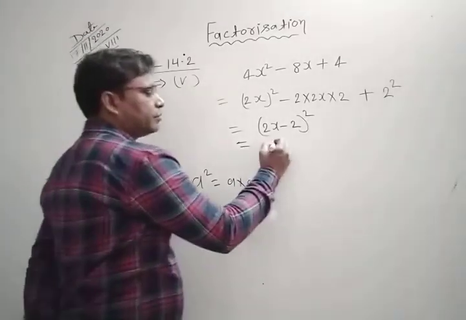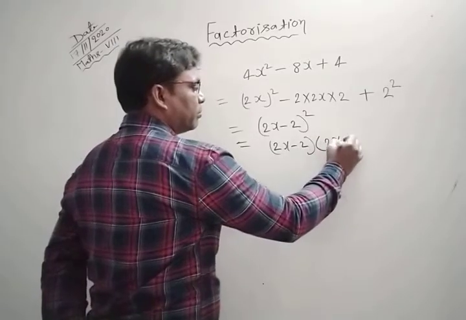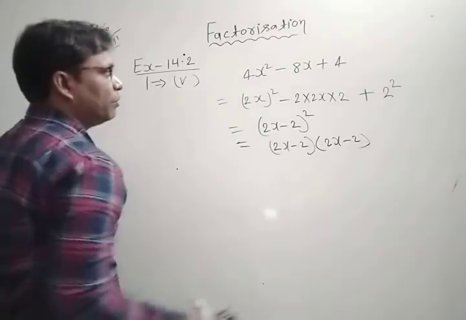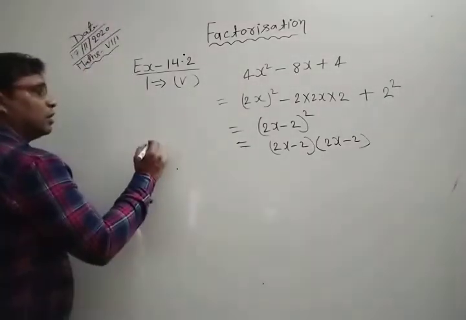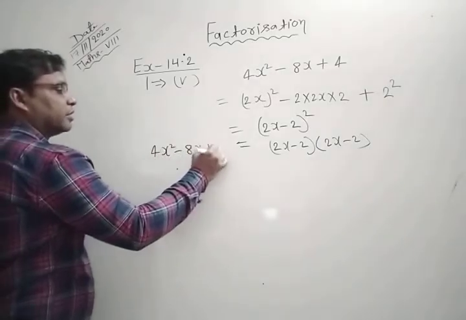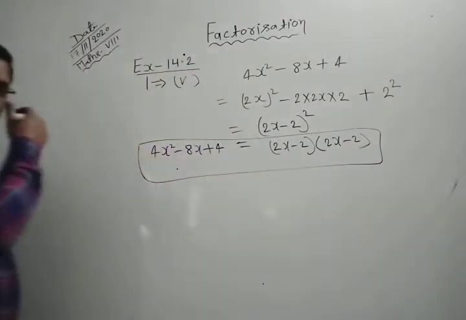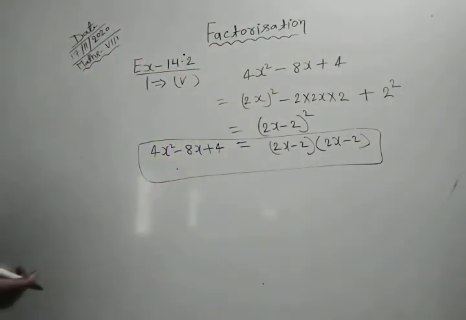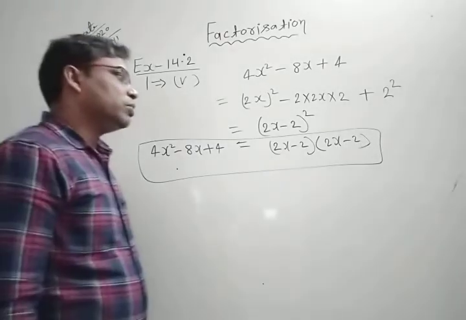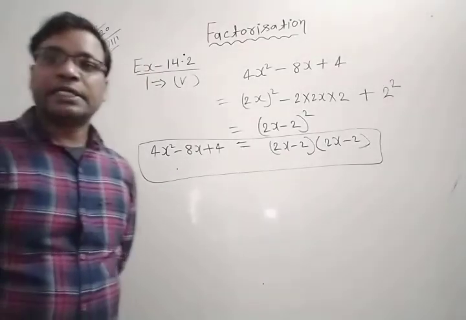So we can write here (2x minus 2) one times, again (2x minus 2) again times. So here you can see we find the square of 4x square minus 8x plus 4. Here you find the square of the given expression 4x square minus 8x plus 4 is equal to (2x minus 2) into (2x minus 2) by using what? We use here the second identity.